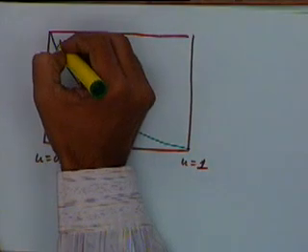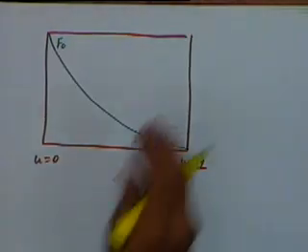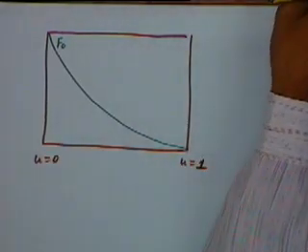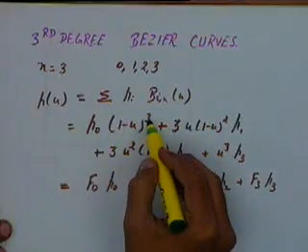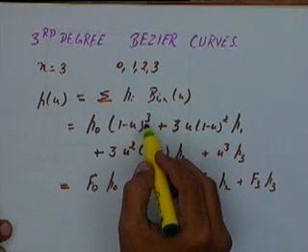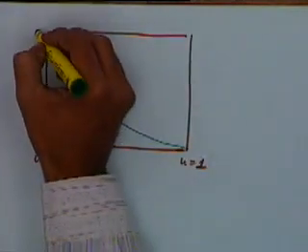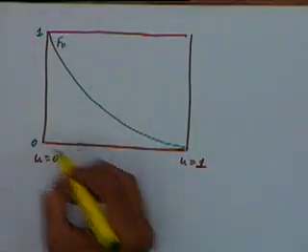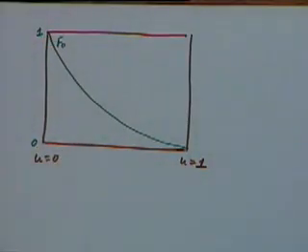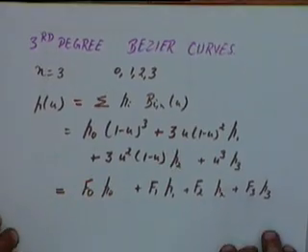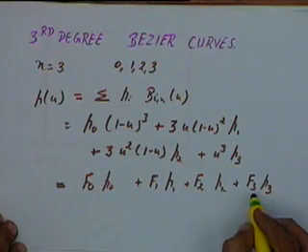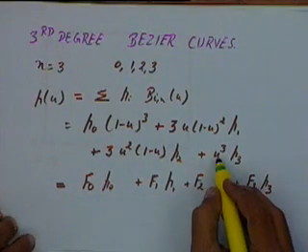This is the blending function f0. F0 is (1 minus u) whole cube. So at u equal to 0 it is 1, at u equal to 1 it is 0, and it's a cubic variation. Okay. So this is 1 and this is 0. Similarly, if I take f3, f3 is u cube.